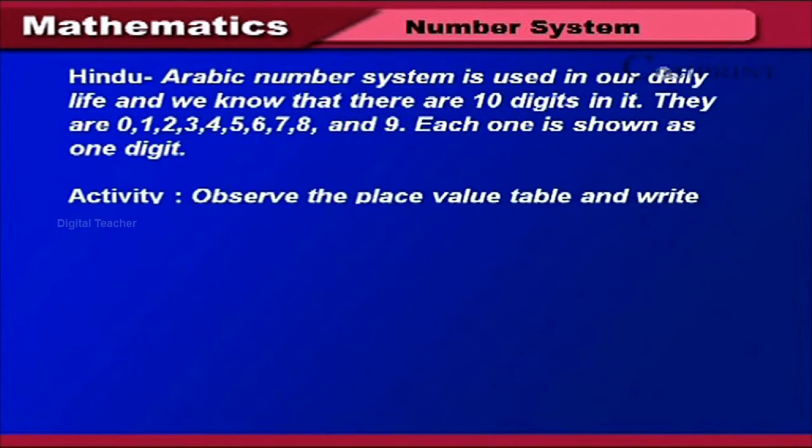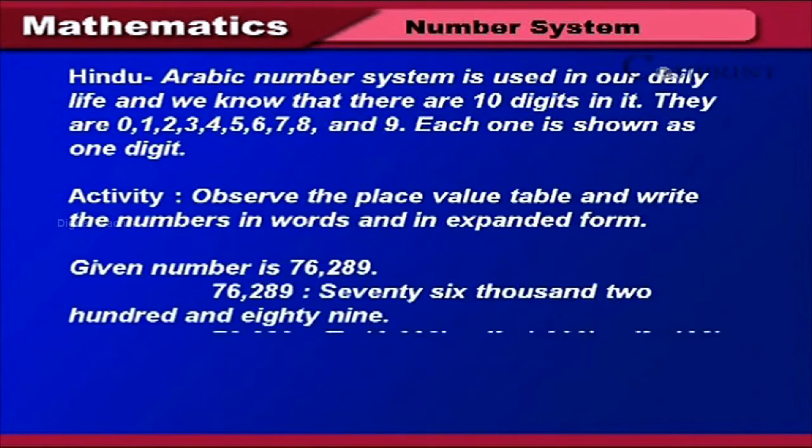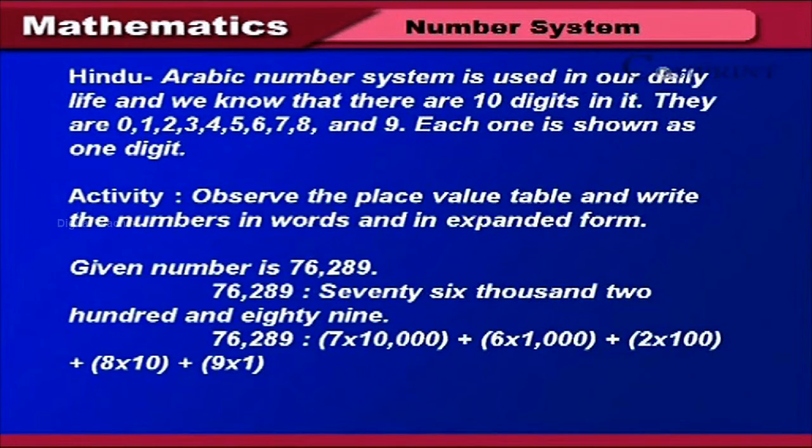Hindu-Arabic number system is used in our daily life, and we know that there are 10 digits in it. They are 0, 1, 2, 3, 4, 5, 6, 7, 8 and 9. Each one is shown as one digit.